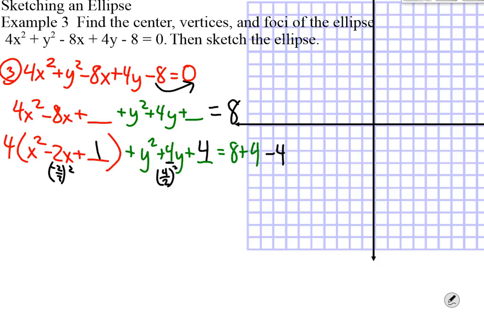So now I can write this in a little more general form. I'll go to one color now. I'll leave the 4 out there. I'm going to write this as a binomial square. So x squared minus 2x plus 1 is x minus 1. That middle term determines the negative there. And then plus parentheses y plus 2 in parentheses squared, and then equals on the other side is 8.